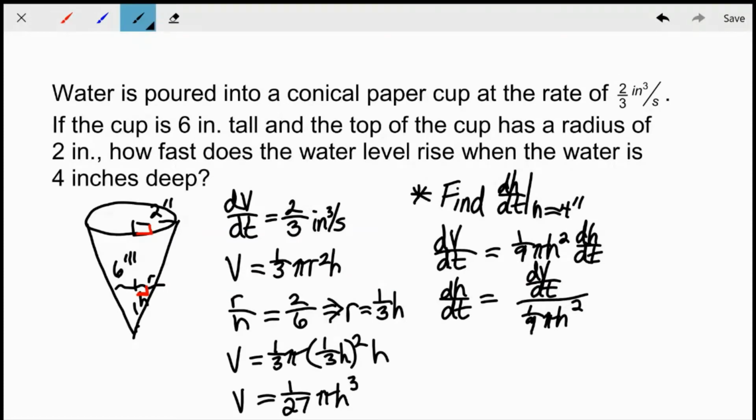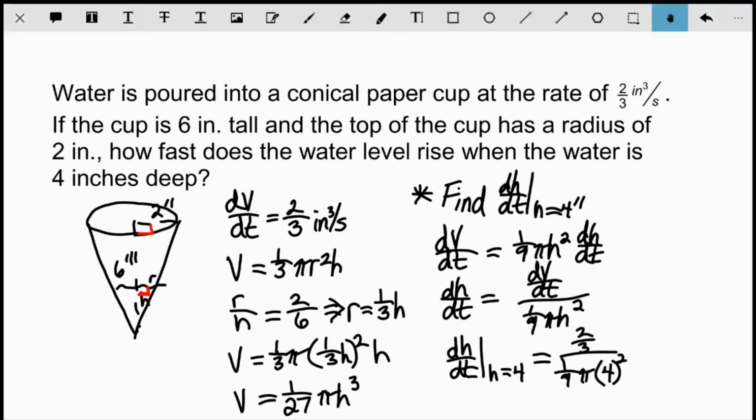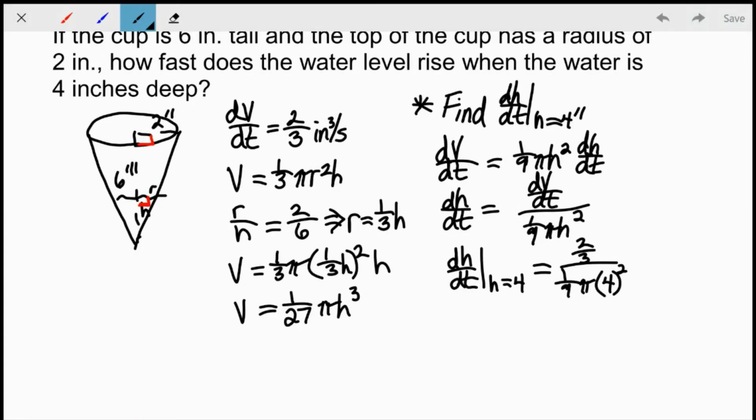So I want dH/dt at the point when height is equal to 4. And when I substitute in here, my dV/dt was 2/3 and my h was 4. And so there's what I end up with. And in the end, what I'm going to have for my dH/dt when h is equal to 4, that's going to be equal to 3 over 8 pi.